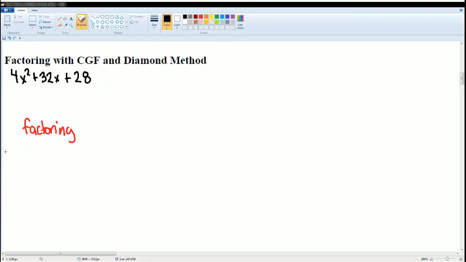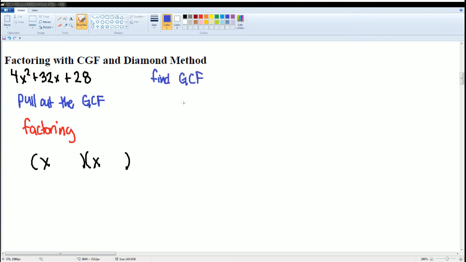in the end, it would look something like parentheses x something, then x something else, correct? But before that, we have to pull out the GCF. And if you watch the first video, I show you how to find the GCF. So here we're going to find the GCF.